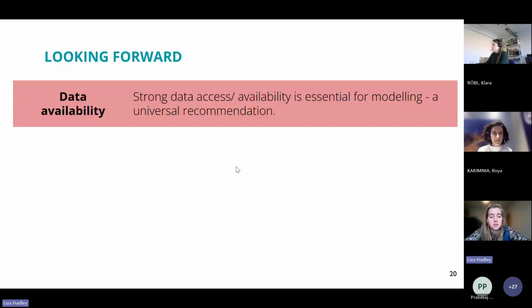Okay, our next potential guideline is on data availability. Responses from interviewees on this topic were pretty much universal. Strong data access and availability is essential for modelling. A universal recommendation. There was nothing we could really break down there.